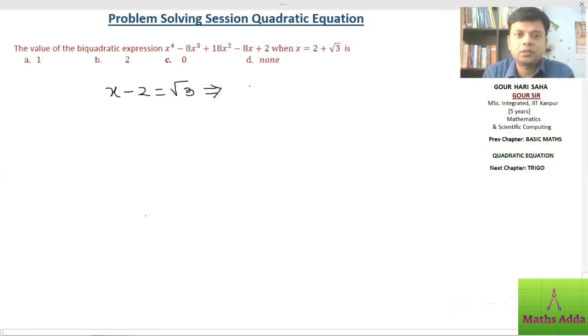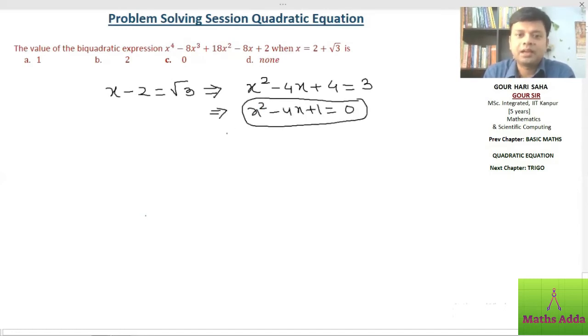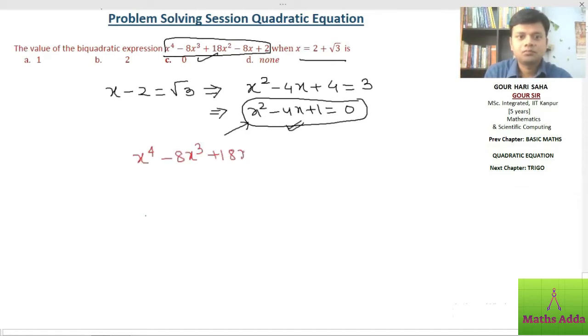So when you square, it becomes x square minus 4x plus 4 is equal to 3. So this implies x square minus 4x plus 1 equal to 0. So if I see this factor anywhere, its value is going to be zero, right? So whenever I see this, it becomes 0, I will try to divide this by x square minus 4x plus 1.